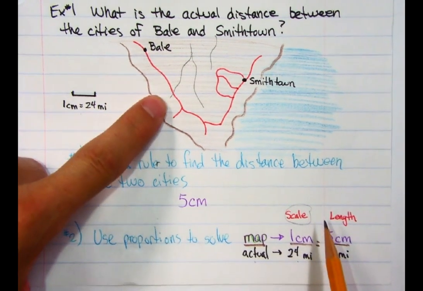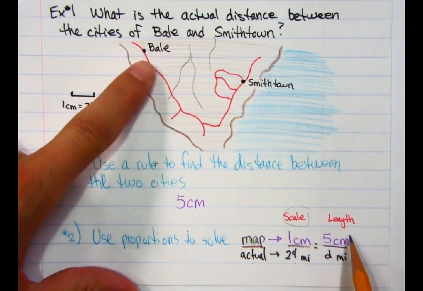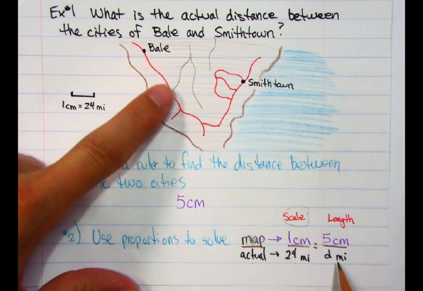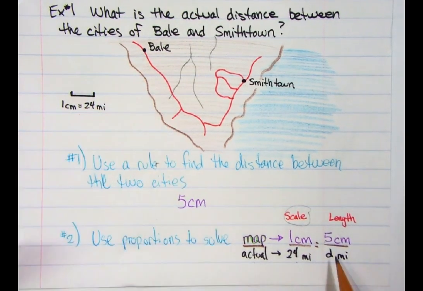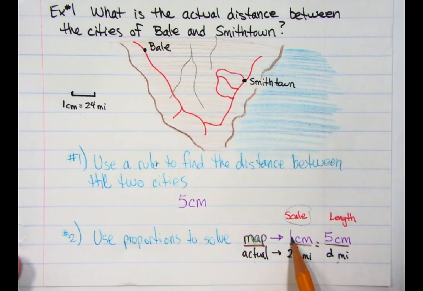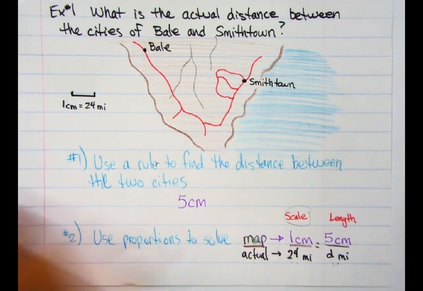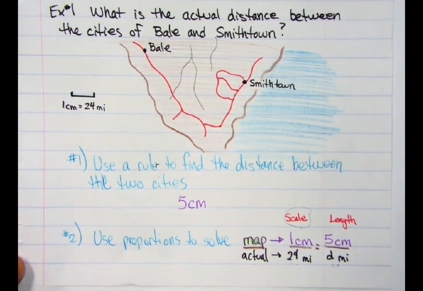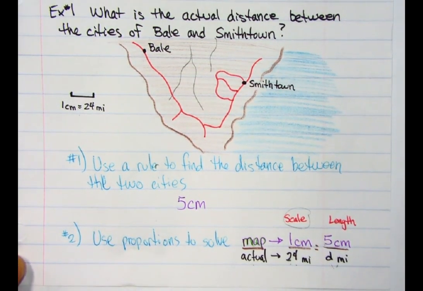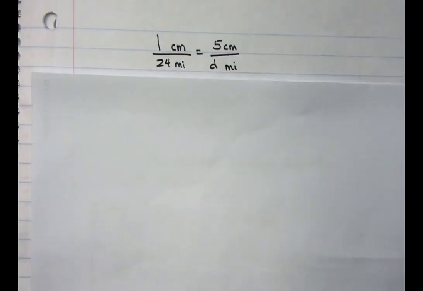Next, I actually look on the map and I measure it. So that means that 5 centimeters is equal to what? And so some of you might think of this as, well, look, 1 times 5 gives me this, so 24 times 5 should give me my answer. I would definitely agree with you in that respect, but I want you to be able to solve it using cross products. That's what I mean by that.